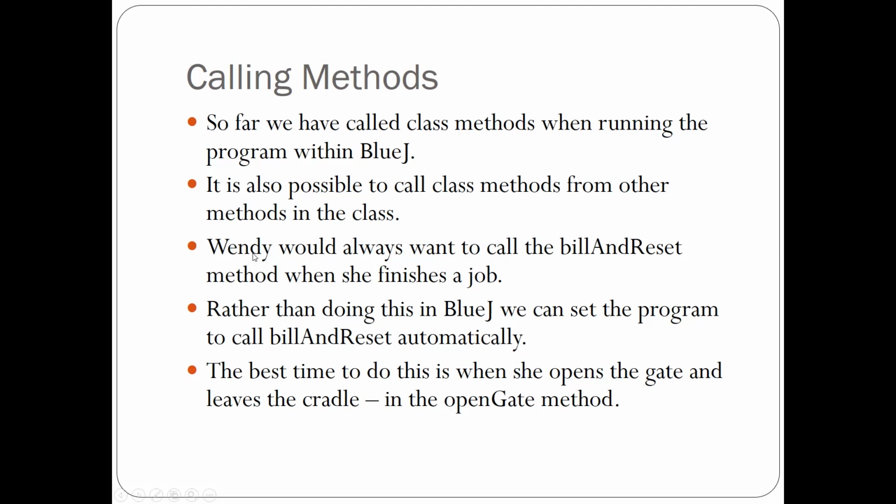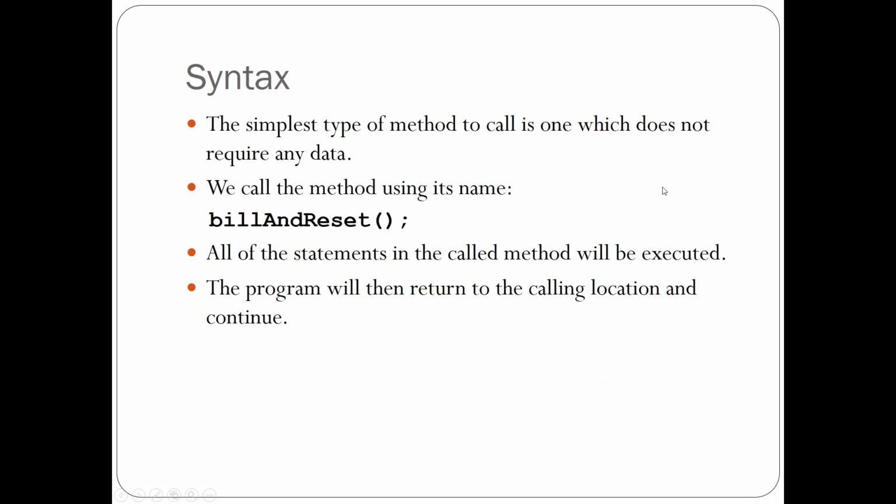And the way we do that is we're going to basically say that Wendy will always want to call bill and reset for the final price when she finishes the job. Now we can do that automatically. We could right click the instance and call bill and reset. But we can set the program to call bill and reset automatically, and we can do that when she actually opens the gate and leaves the cradle in the openGate method. And what we can do is basically call the method by its name inside another method. And once it's finished, it will always go back to where it's been called from.